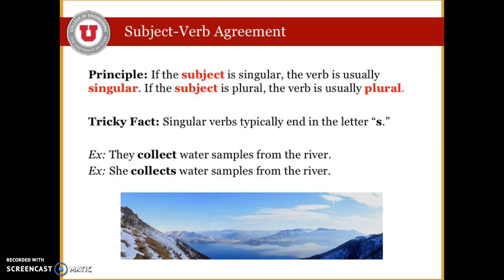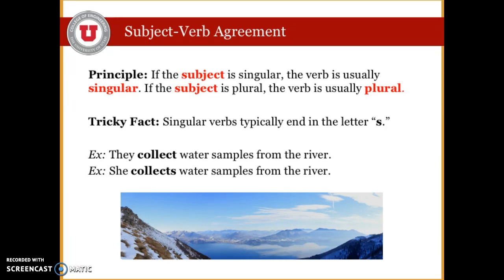The basic premise is that if a subject is singular, the verb is usually singular. Singular verbs usually end in the letter S, which might seem counterintuitive, since when we have a plural noun, that usually means adding an S. But in this case, this is how it works. So just be cued that verbs that end in S are typically singular. And if the subject is plural, similarly, we need a plural verb.